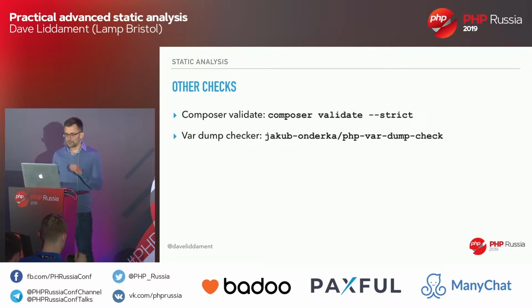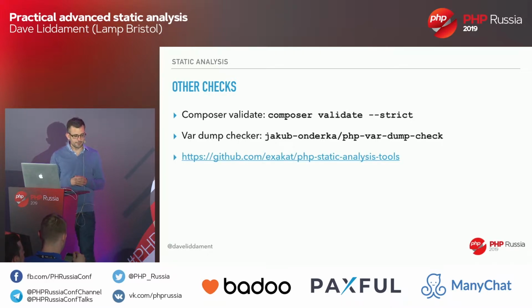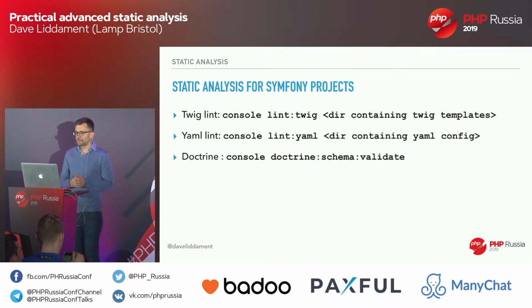And if you were to Google PHP static analysis tools, you'll find this page here, and this has got probably hundreds of tools on it. And lots of them are fantastic tools to use. So I'd get the basics in, and then maybe start looking at other tools that might be useful for you. If you use Symfony, then there's some nice linting in here. There's one to lint all your twig, your YAML, and there's also one for validating that your doctrine schema matches up with the database. And there are many, many more.